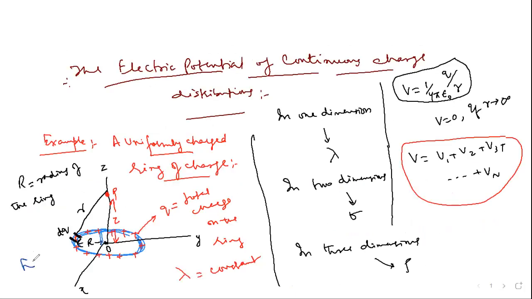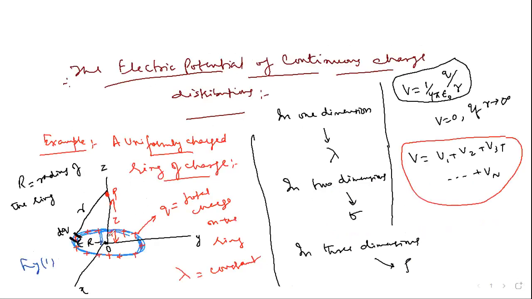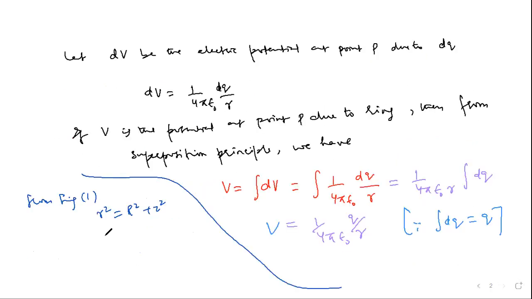Figure 1, r square is capital R square plus Z square. Simple Pythagoras theorem. Hypotenuse square is base square plus perpendicular square. So r is square root of R square plus Z square.